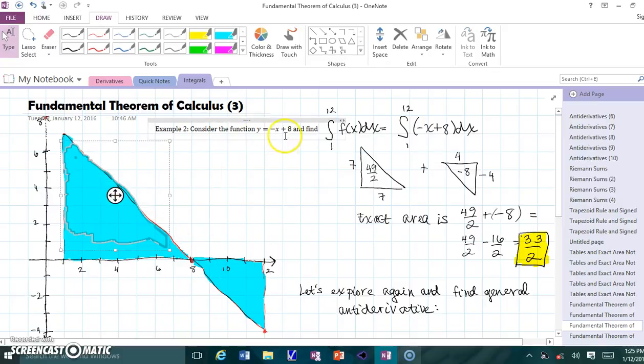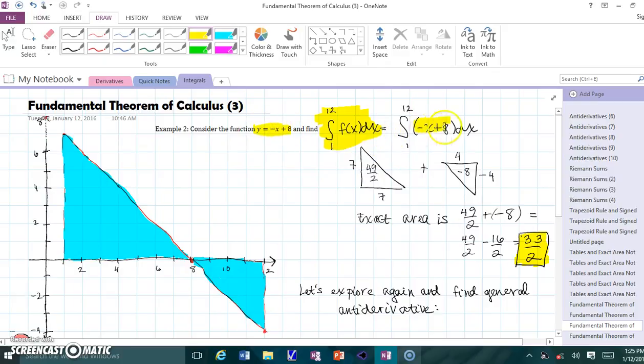Shade in. We want this function now, and we want the area, the exact signed area. Remember, exact signed area from 1 to 12. So pause the video. And once again, I'm going to replace f of x with what f of x actually is. So this means exact signed area. We, again, can use geometry to help us here.